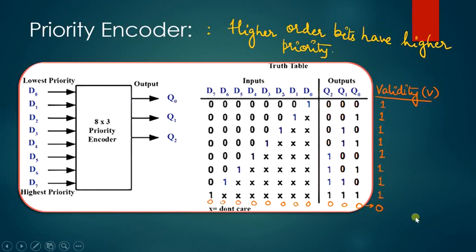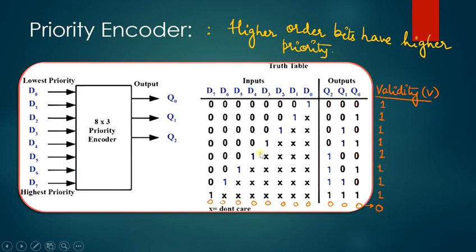But in this case, clearly we have a validity indicator. The previous encoder, which was not a priority encoder, didn't have a validity indicator. Here we have a validity indicator which will clearly tell us that for a combination of all 0 inputs, the output is 0, 0, but it is not valid. So here the validity indicator is showing us a 0, which means it is not a valid result.